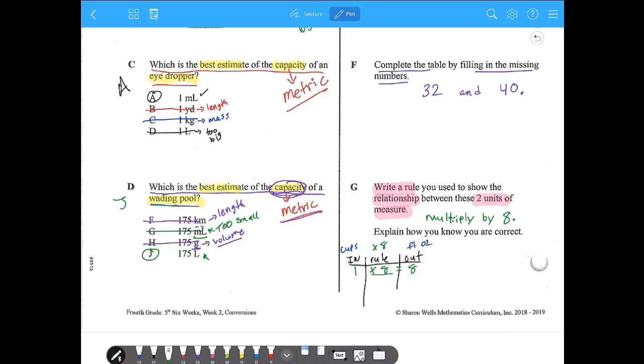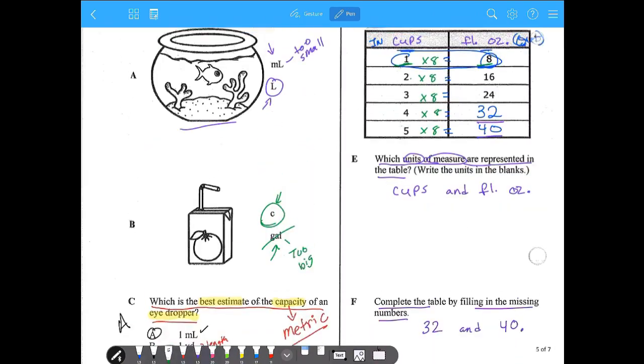And then you guys write an explanation of how you know you are correct. So that's what I want you guys to do on your own. Right here, write me a sentence and explain how you know you are correct that it's multiplied by 8. How did you know that? And that's it. That's what we're doing for today.